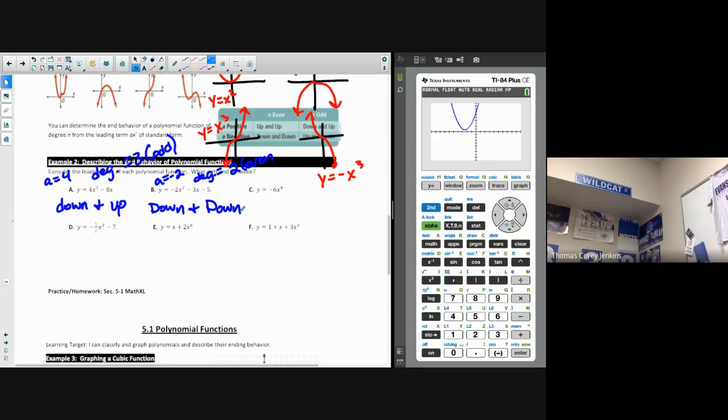All right, and then think about C real quick. We have A is -1, and the degree is even. So negative A, even power. That'd be like this one right here. So that would also be down and down. So hopefully you get that. And like I say, if you don't know, you can always plug it into your graphing calculator or Desmos and just look at the graph of it.